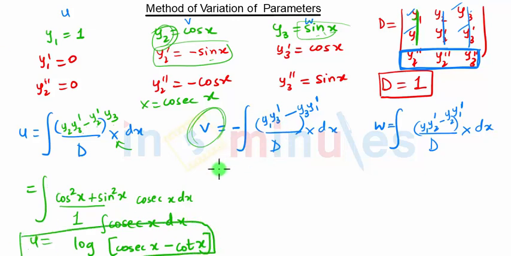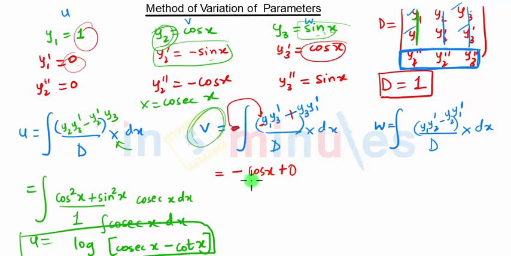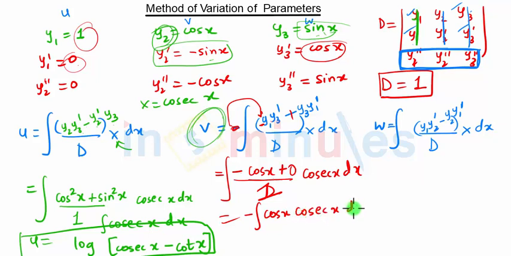After this we calculate v. So we have a negative sign, so we can take this negative sign inside, so it will be minus and this will be plus. So here we have y1 into y3 dash, this negative sign. y1 is 1 into y3 dash, y3 dash is cos x, plus y3 is sin x into y1 dash is 0. So 0 into sin x is 0 upon d, and this integration into x is cosecant x dx. d is 1. We get minus cos x into cosecant x dx.